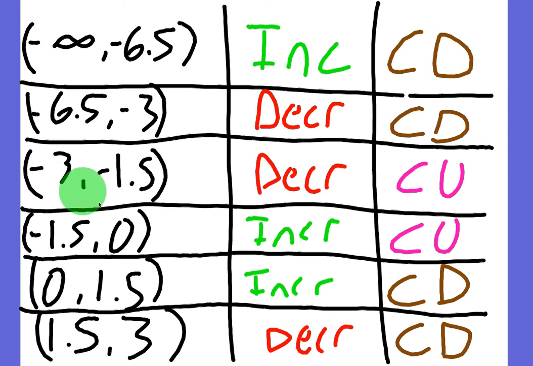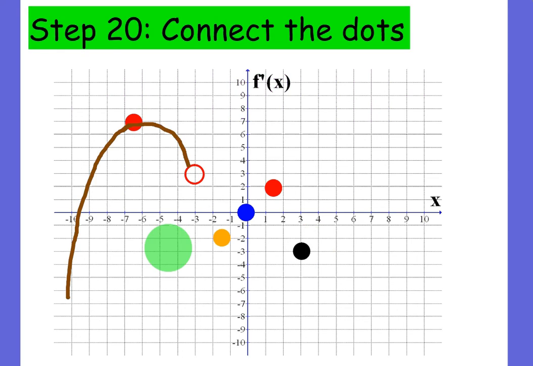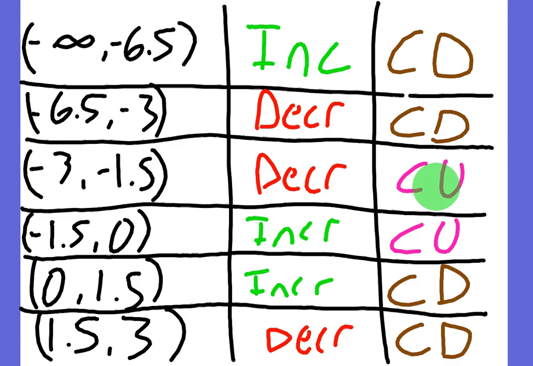Next, we're going to go from negative 3 to negative 1.5. We know it's decreasing and concave up. And so I'm going to start to go concave up, but still decreasing. Now, from negative 1.5 to 0, it's going to start to increase and remain concave up.